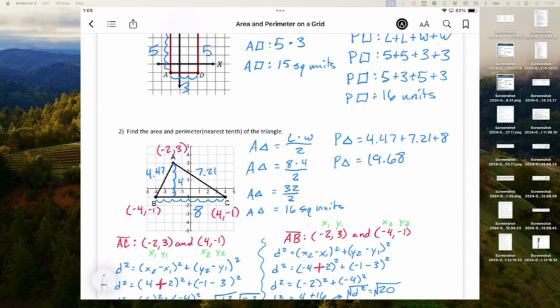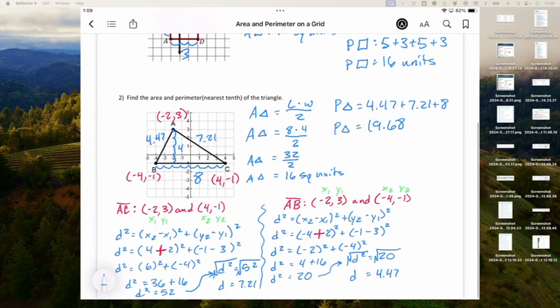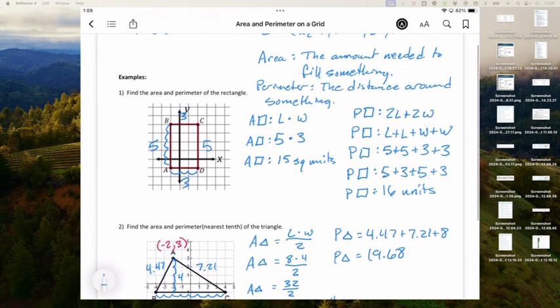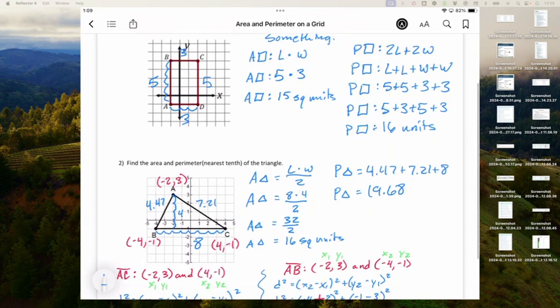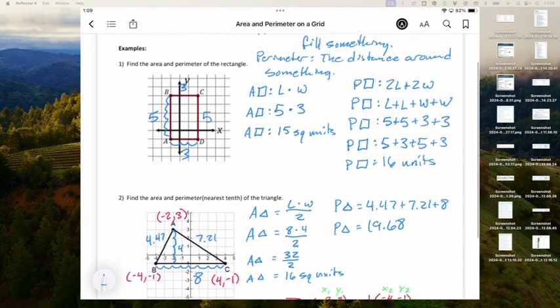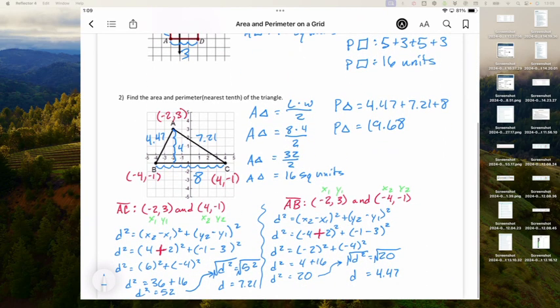And so that's how we go about finding the perimeter of both a rectangle that is sitting with its vertical and horizontal lines, and how we go about finding the area and perimeter of a triangle. Quite a lot of work, but kind of fun.